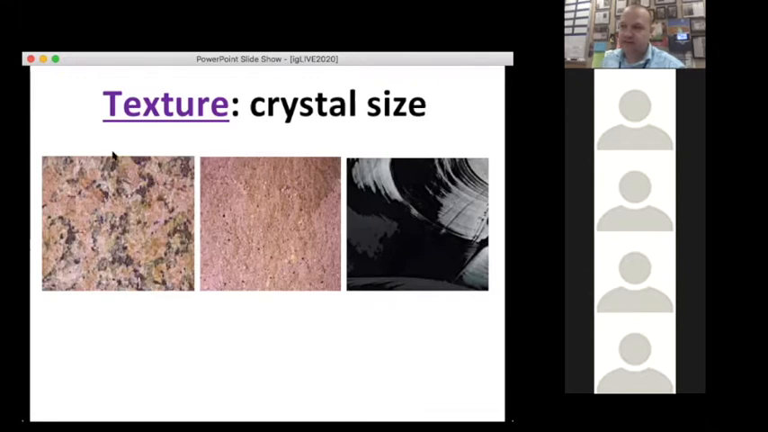You can see this one has big minerals, big crystals, and so we think of it as being rough texture. This one has small crystals, small minerals. It's mostly smooth. And this one has no crystals. It's very smooth and shiny.